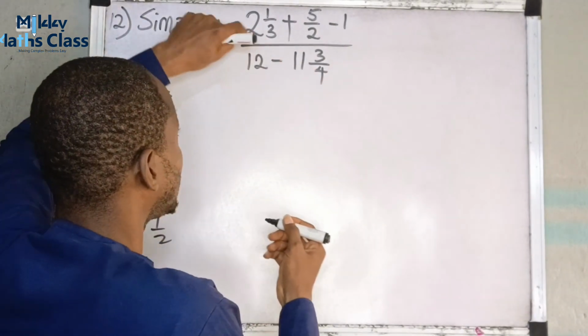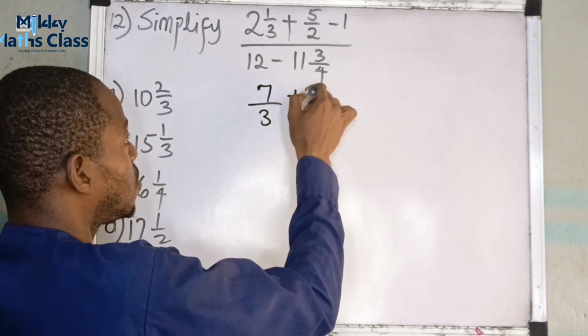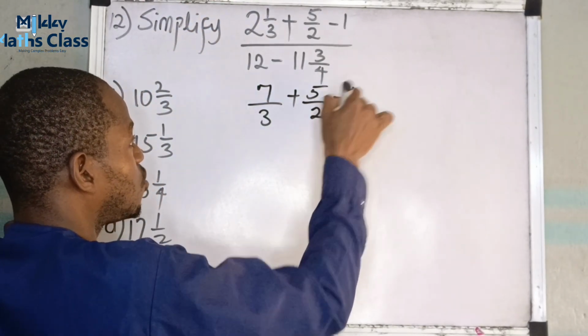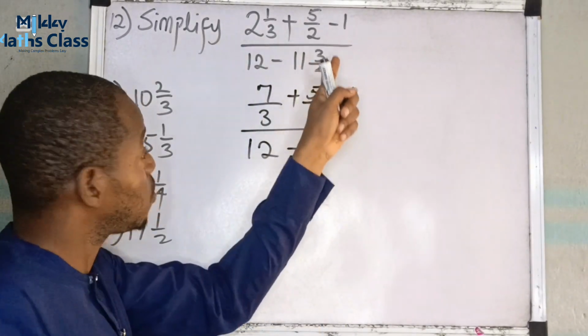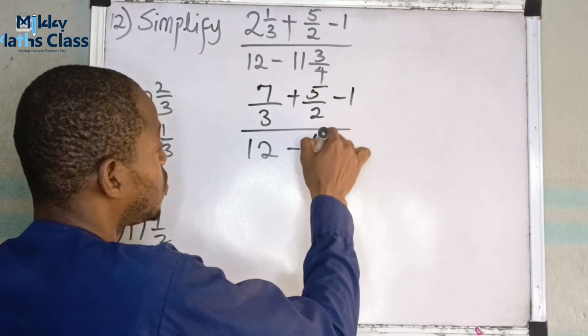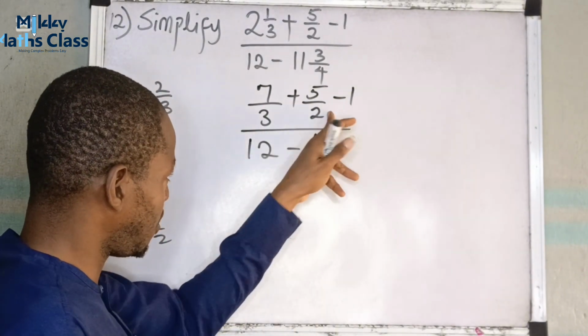So this becomes 3 times 2, 6, plus 1, that's 7/3, plus 5/2 minus 1/12 minus 11 times 4, 44, plus 3, 47. So 47/4. Now let's clear these fractions that we have here.